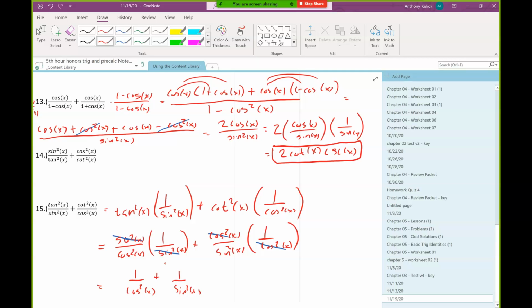Now, there's no identity here that's going to help me right away, because all I can do with cosine squared is turn it into 1 over secant squared. I don't really think that's a great idea. Or 1 minus sine squared, which again is not going to make finding a common denominator any easier. So I'll just make a common denominator. I'll multiply the top and bottom of the first fraction by sine squared over sine squared, and the top and bottom of the second fraction by cosine squared over cosine squared.